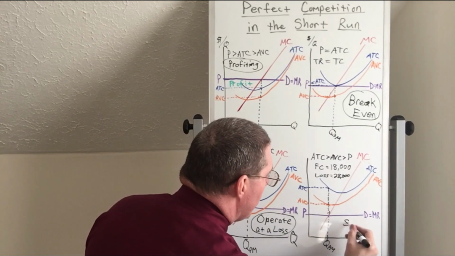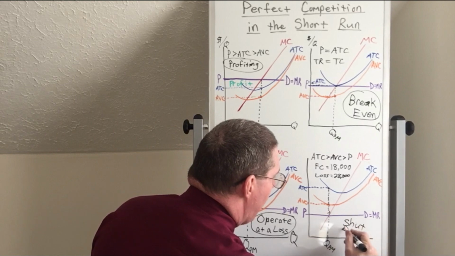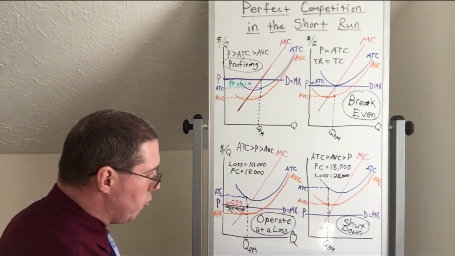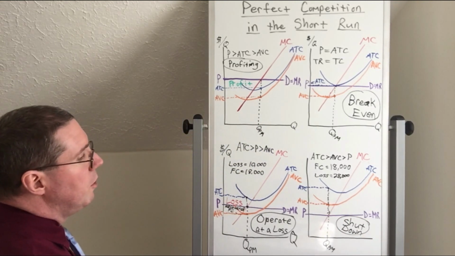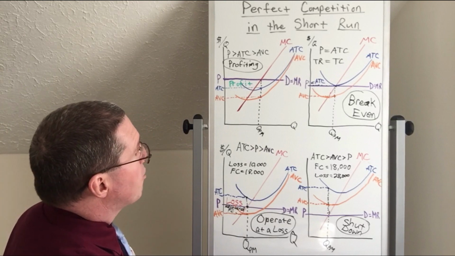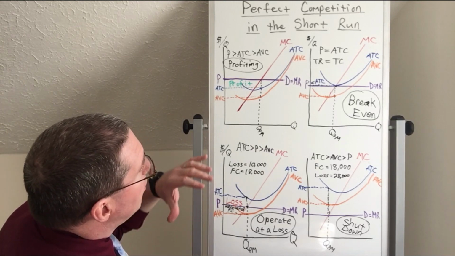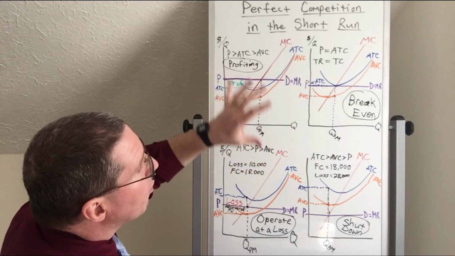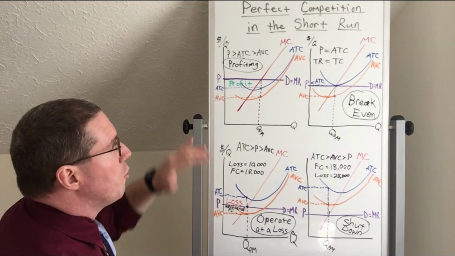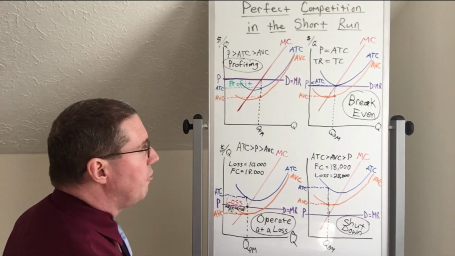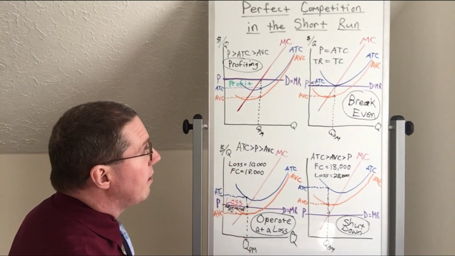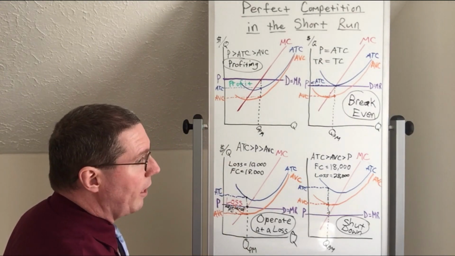So this firm really should shut down. This firm is going to have to shut down. And that's the best way for them to stop losing, or to lose the least amount of money, okay? And so I just wanted you to be able to see the different circumstances. Even though we've already done this with a downward sloping demand curve, I wanted to do the four situations with a horizontal demand curve so that you can see for perfect competition that they can face the same four situations.